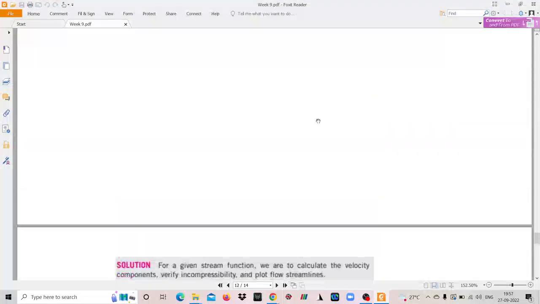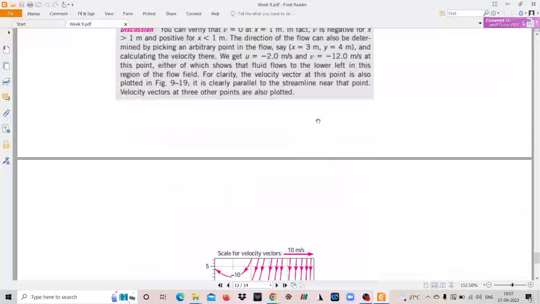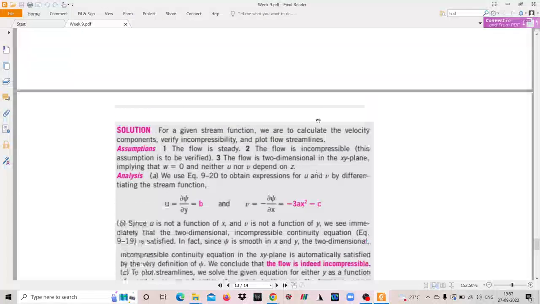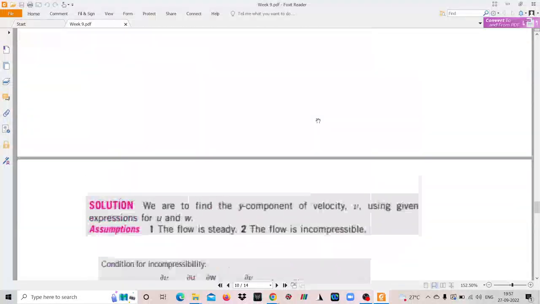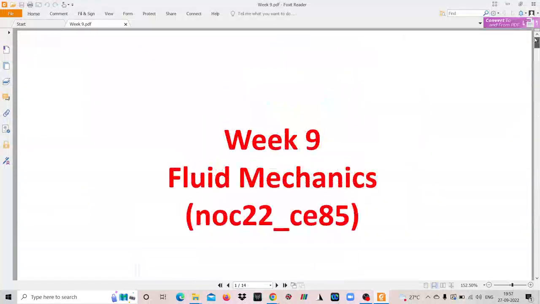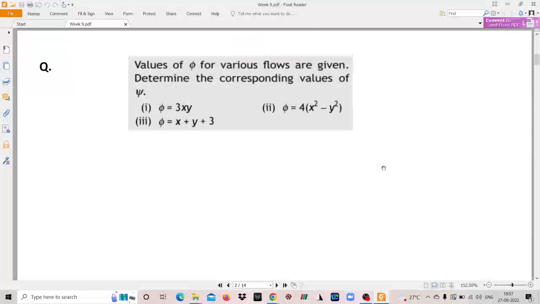So this is all for today's session. I hope the problems have further clarified your concepts, and you need to solve some more problems. There are ample problems available on these topics on potential function and stream function in standard textbooks.